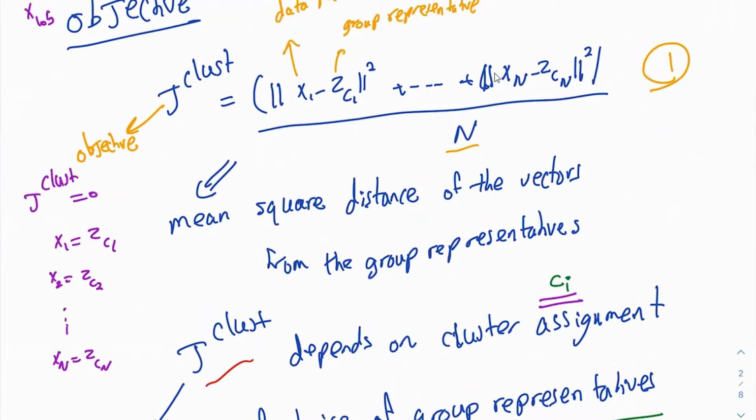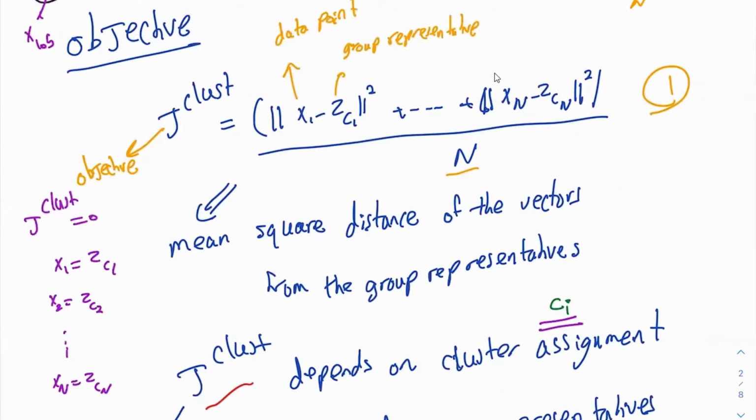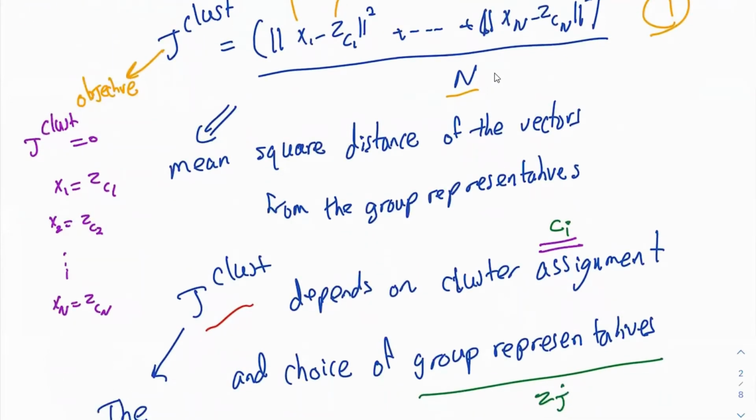But what does this condition say? This condition says that x1, data point 1, should be equal to the group representative corresponding to data point 1. x2 should be exactly equal to the group representative corresponding to x2. And xn should be exactly equal to the group representative corresponding to xn. What does it mean? It means that we should have capital N group representatives, which means that we should have capital N clusters. Therefore, each data point will be in its own cluster, right?